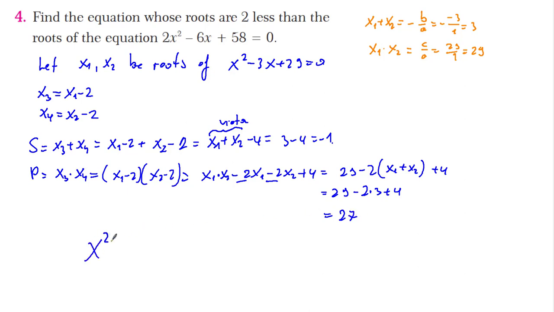So the equation is x squared minus the sum, negative 1, so that makes plus 1x, just plus x, plus 27 is 0.